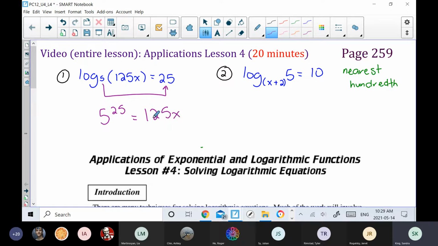So I need you to rewrite 125 as base 5, right? So we're going down to base 5. So that would be 5 to the power of 25 is equal to 125, which is the same thing as 5 to the power of 3, and that is times x. If we are solving for x, you need to isolate x, get it alone. So get rid of this multiplied by 5 to the power of 3. The opposite of times 5 to the power of 3 is dividing both sides by 5 to the power of 3.